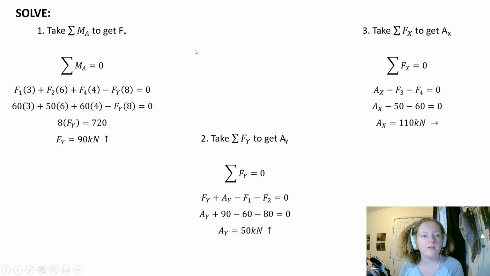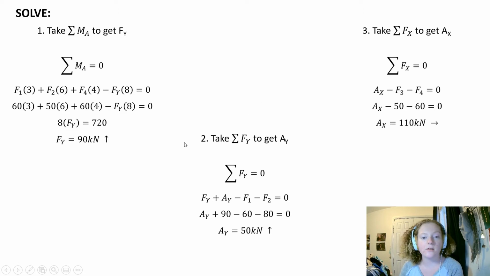Our first step is to take the moments about point A, and that will give us Fy. So we get F1 times 3 plus F2 times 6 plus F4 times 4 minus Fy times 8 is equal to 0. If we put our values in, we get 8 Fy is equal to 720, and Fy is equal to 90 kilonewtons in the positive y direction.